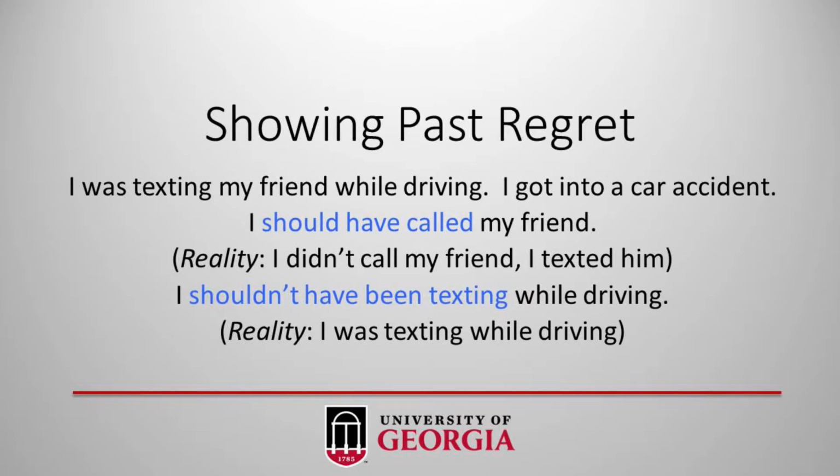Take a look at this form because it's a little bit complicated. I use the modal should plus have plus the past participle of the verb to be, in this case been. And then texting is in the progressive tense, because the reality is I was texting. So to show regret, I say I shouldn't have been texting.